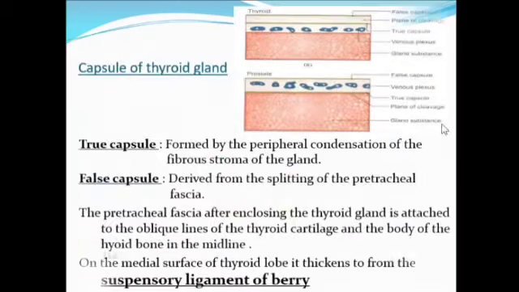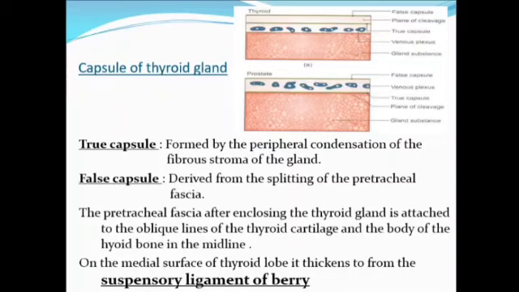Now we'll see the true capsule of the thyroid gland. It is formed by the peripheral condensation of the fibrous stroma of the gland. The thyroid gland is removed along with the true capsule to avoid hemorrhage during operations.